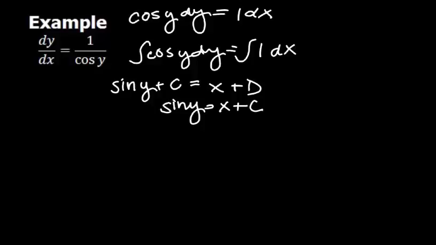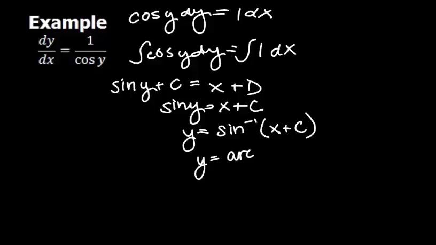And then how do we get rid of this sine? Well, what we have to do is take the inverse sine, or the arcsine, of it. So then we can say that our y equals sine inverse of x plus c, or we can say that our y equals arcsine of x plus c.